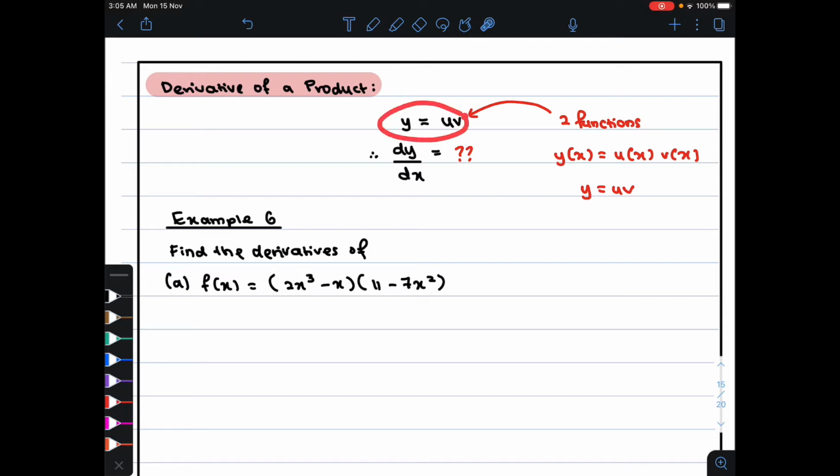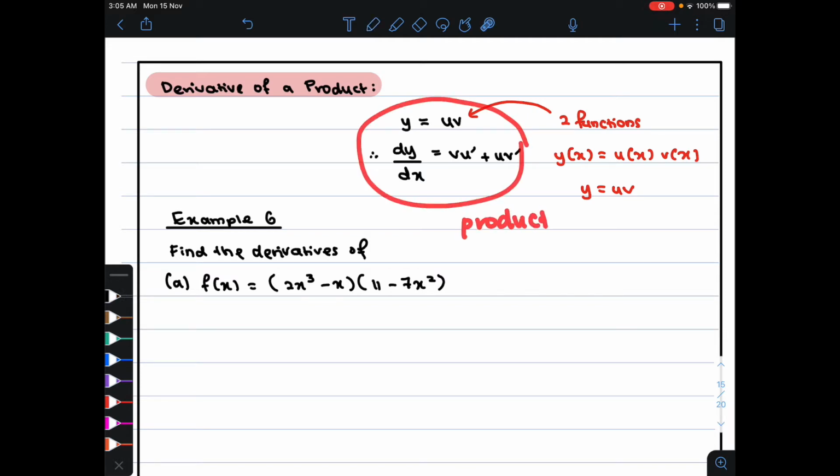So let's differentiate y equal to uv. Differentiate y, you'll get dy over dx. Now, what if you differentiate uv? You'll get vu prime plus uv prime. So this is the formula of product rule for differentiation.